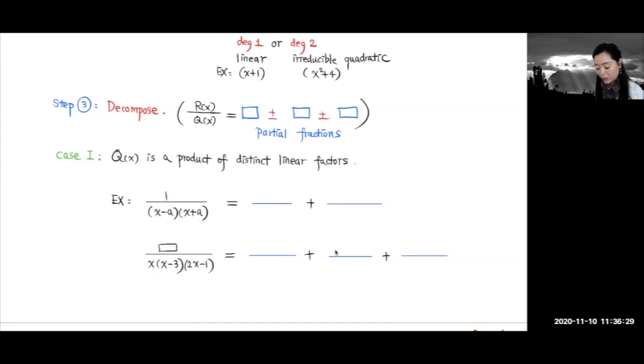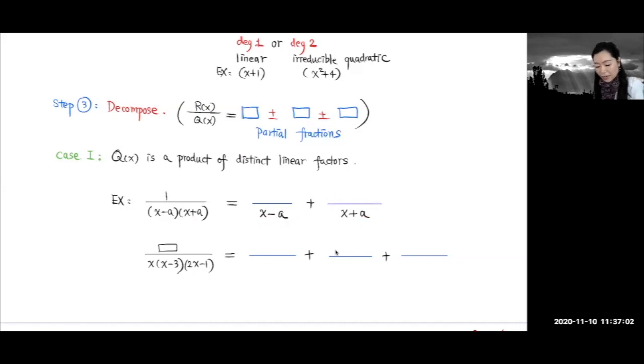How can I decompose this? To decompose this, the first one here will have x minus a in the denominator. The second one over here will have x plus a in the denominator. So basically, you just take each factor over here and put them into a separate partial fraction.